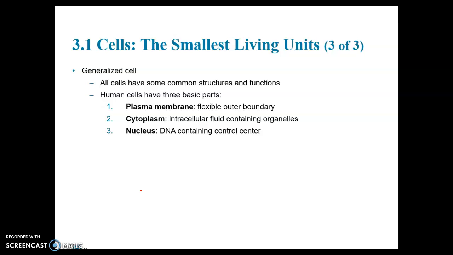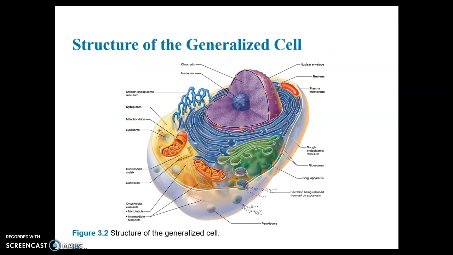In a generalized cell, in human cells, there are 3 basic parts. There's the plasma membrane, which is the outer boundary of the cell. There's the cytoplasm, which is the fluid inside the cell that contains organelles, or little parts that help the cell to function. And then the nucleus contains the DNA, and it's also called the control center.